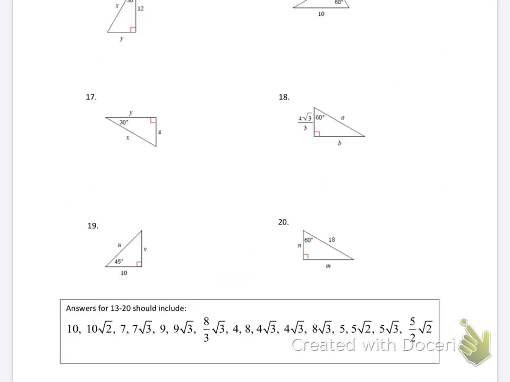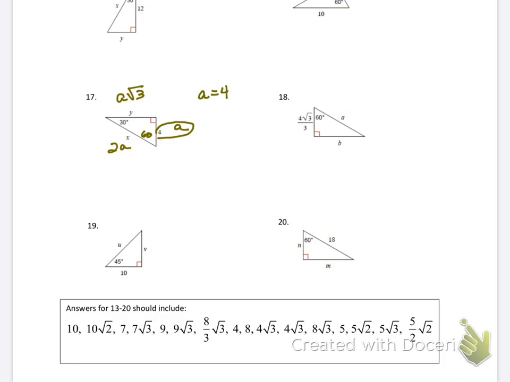Okay, so 17. Looking at 17, 17 is a 30, 60, 90. So set up your relationships. Across from the 30 is your A. Across from the 60 is your A root 3. And don't forget, you've got to memorize these. Across from the 90 is your 2A. Okay, look for a relationship. There we have it. Okay, this is going to be a nice one to do. So A has to equal 4.